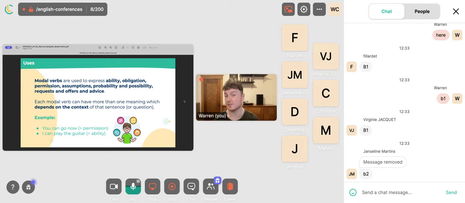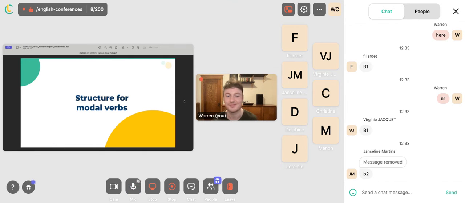Okay, so context is very important when using modal verbs, okay? If you were to make a mistake in the sentence, it could potentially change the meaning of the sentence as well. So make sure you understand the different meanings, the different usages of modal verbs. Structure. How do we form them in sentences? Let's take a look.